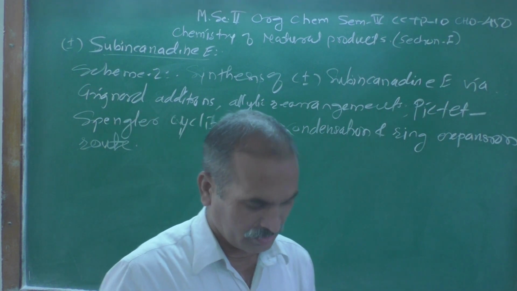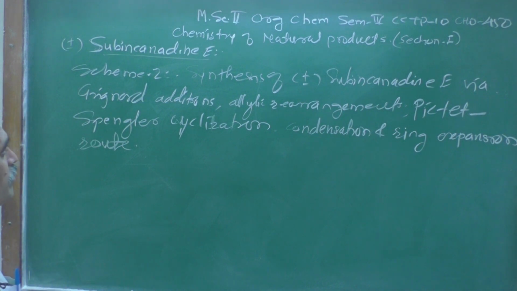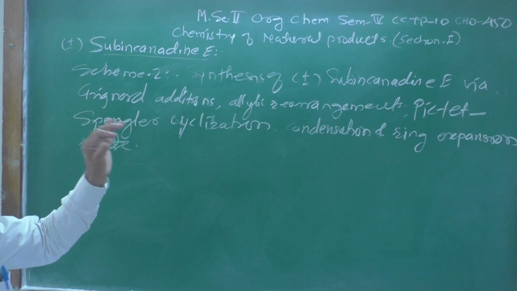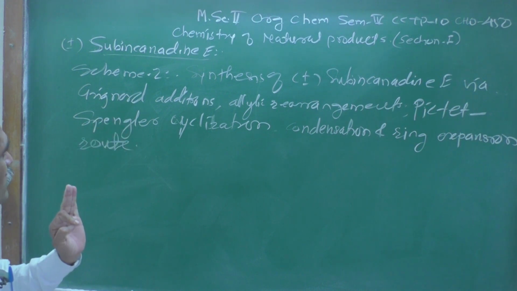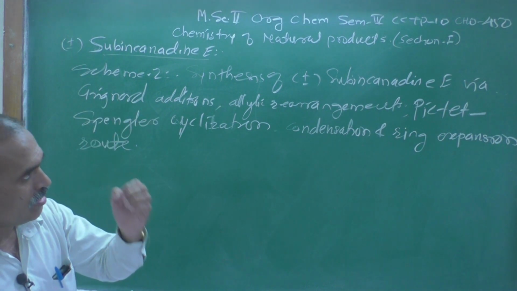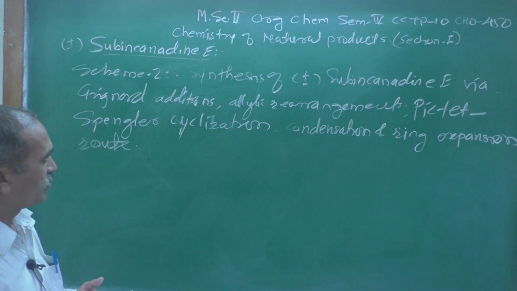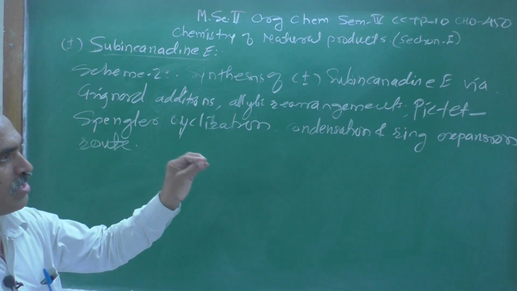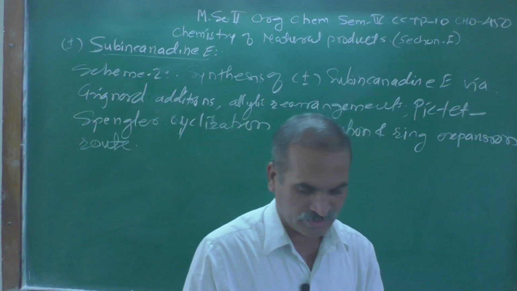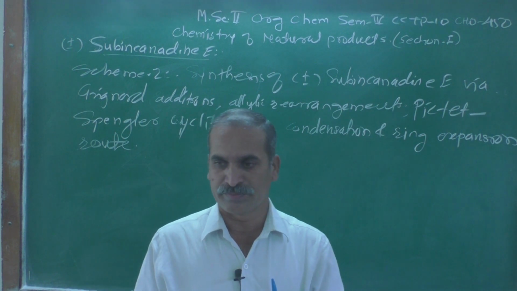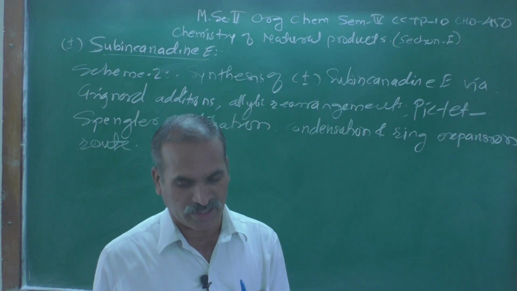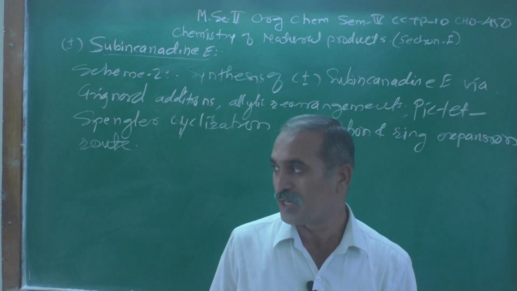Let me read this heading, scheme number 2. What we are going to do here is the synthesis of plus minus Sabine Canadian E via Grignard's addition, allylic rearrangement, Pictet Spengler cyclization, condensation and ring expansion route. That is everything we are going to include while synthesizing Sabine Canadian E here.